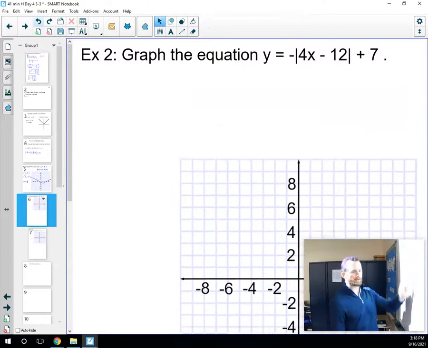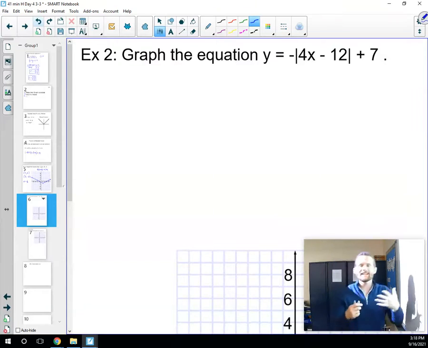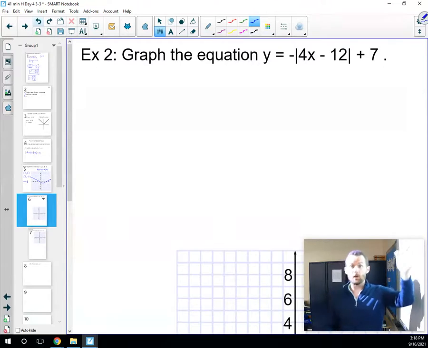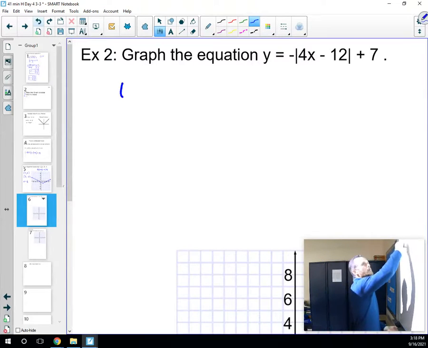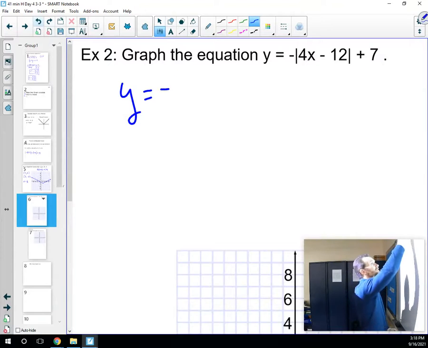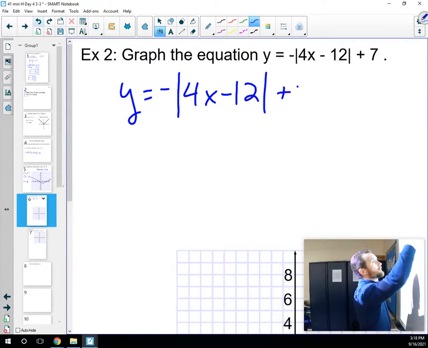So I'm going to have to drag this graph down a little bit because we've got a little manipulating to do. Remember, just like in a linear function, if y isn't by itself, that doesn't mean we can use y equals mx plus b. It means we've got a little work to do. We have to manipulate the equation. Same thing here. We've got to manipulate this equation so that we end up with just a 1 in front of the x. So I'm going to rewrite this negative absolute value of 4x minus 12 plus 7.